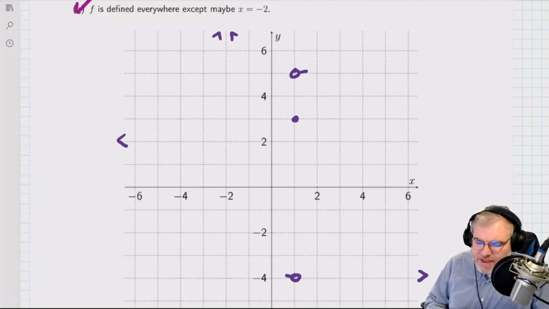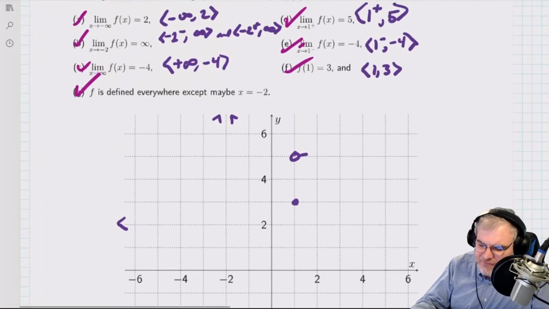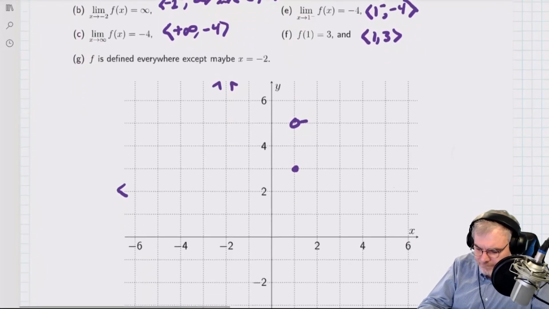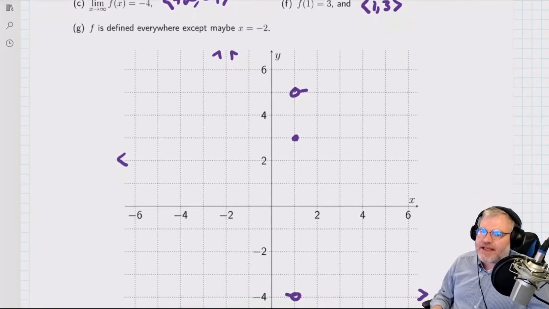Right, and notice I'm not messing with any of the stuff in the middle. I'm just doing the bare minimum of the stuff that's listed. All right, now that I've got all my conditions in the middle, I'm going to leave G for now because it's a weird defined everywhere condition.